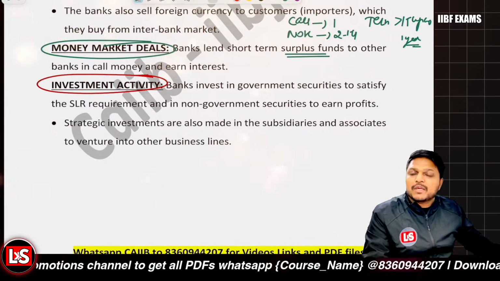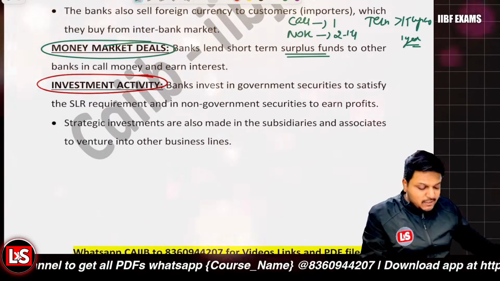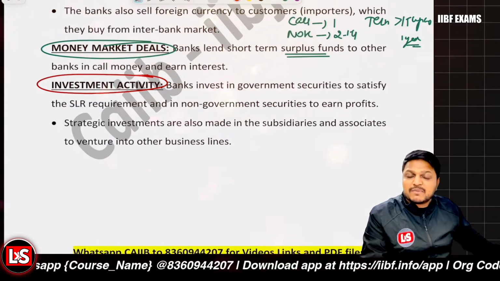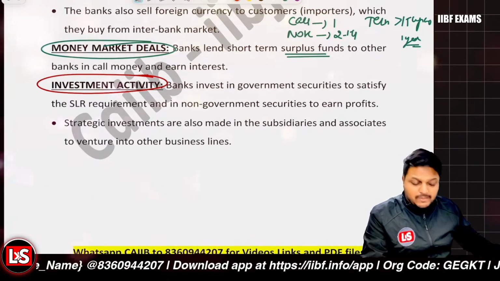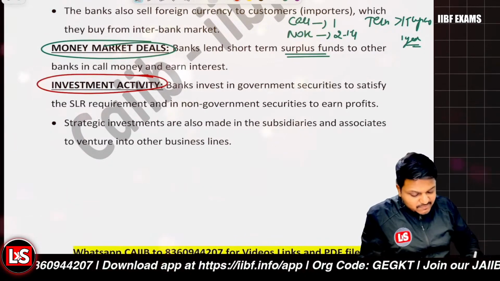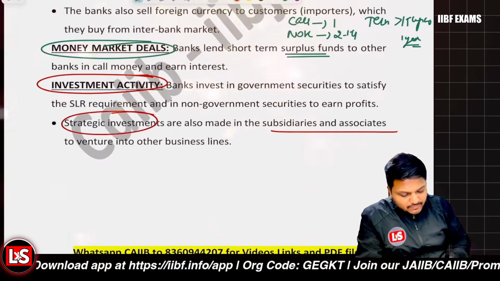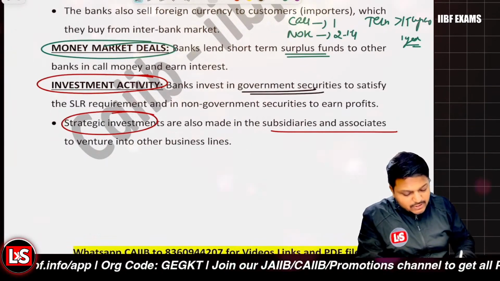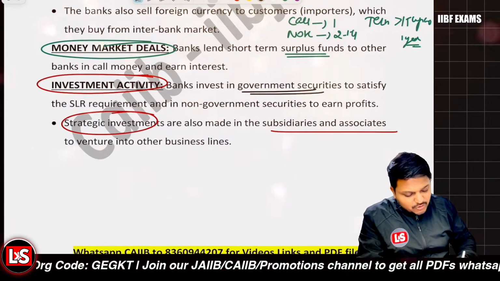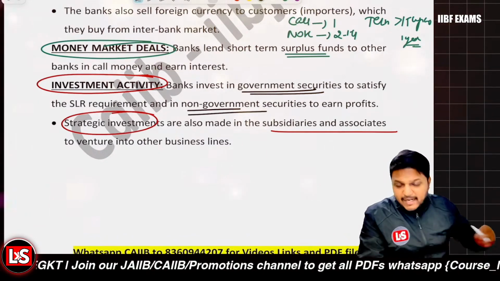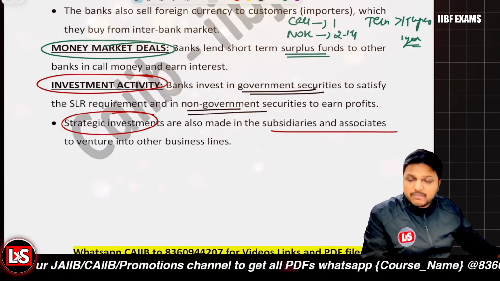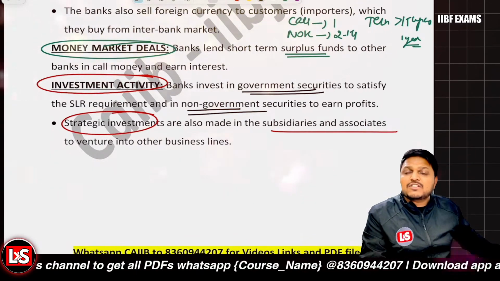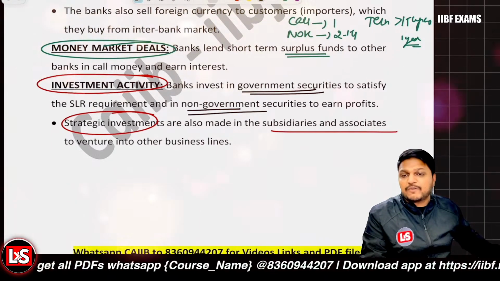And the third one is about the investment activity. Banks can invest in government securities, corporate bonds, and make strategic investments, like investment in subsidiaries or associate companies. That's the strategic investment, right? The bank can invest in government securities so as to satisfy the SLR requirements, and also in non-government securities like corporate bonds. So these are the conventional sources of treasury profit.